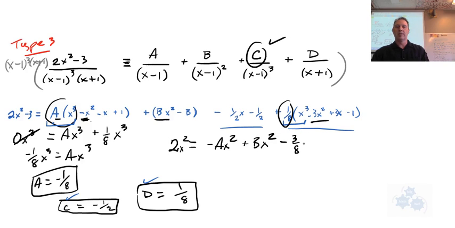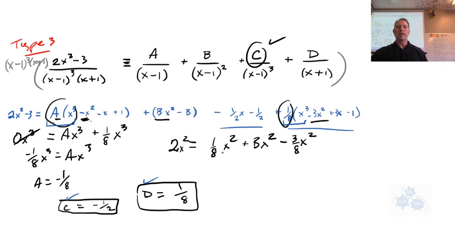Negative 1/8 times what? Pay attention. Minus 3/8 x squared. Okay. Now, I got two unknowns here, or do I? No. I know what A is, guys. We just solved for A. So A is actually positive 1/8.